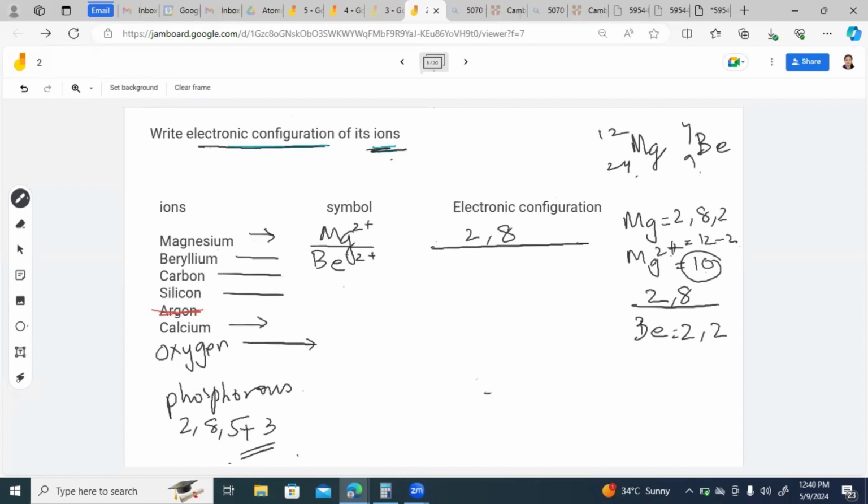If this was 2,2 and if this beryllium is 2 positive, what we'll have is 4 minus 2. So it would be 2, so we'll write the electronic configuration that it's 2. There's 2 for oxygen, please. Yes, boys, do it on your own.